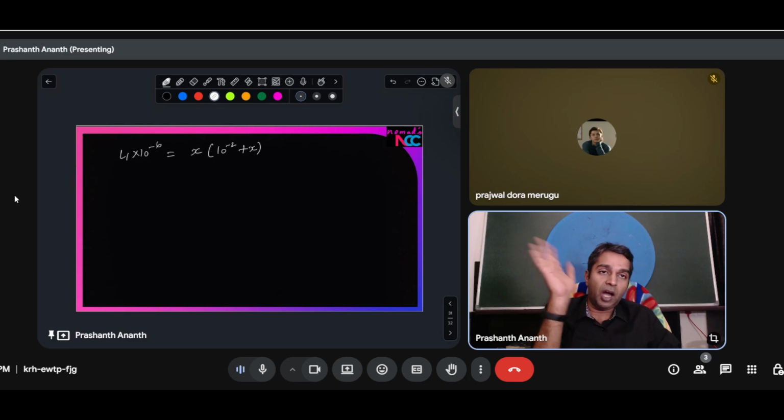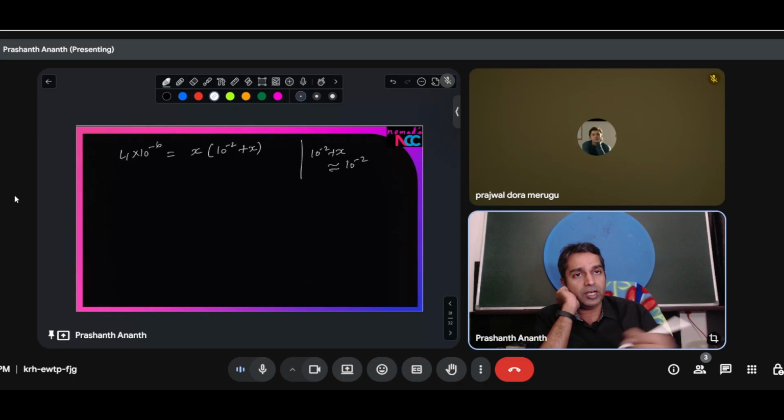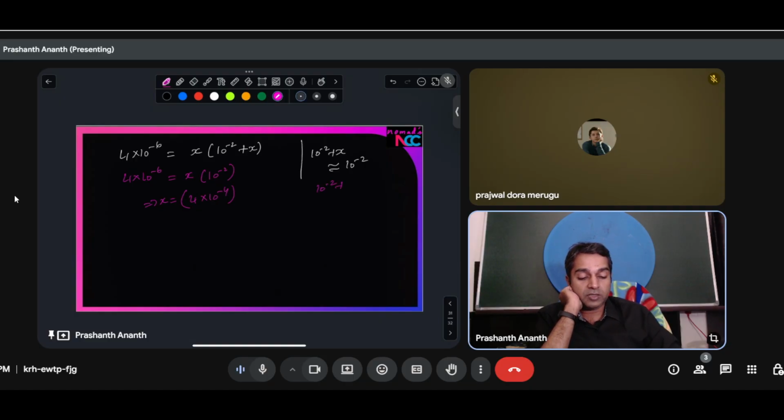Now the simple way of solving is to approximate and see if you can neglect something. But if you are neglecting something, after you get the solution, you have to fit it back and check if it is acceptable or not. So I am going to write 10 power minus 2 plus X as approximately equal to 10 power minus 2 and solve. So 4 into 10 power minus 6 is equal to X into 10 power minus 2, which implies X works out as 4 into 10 power minus 4. Substitute that back and check: 10 power minus 2 plus 4 into 10 power minus 4 is approximately equal to 10 power minus 2. Acceptable. It is still an approximation, yes, but not too shabby. So accepted, no real problems.